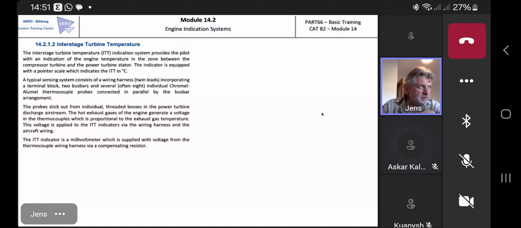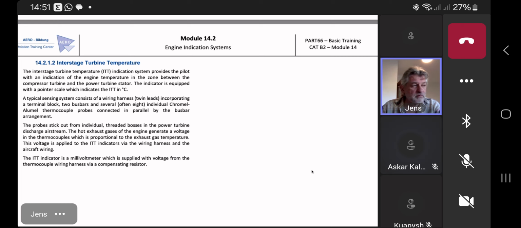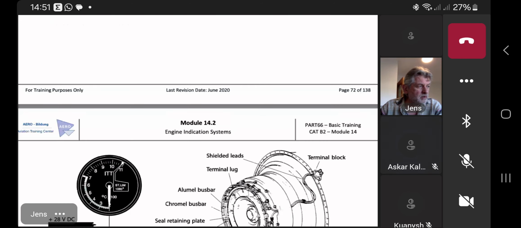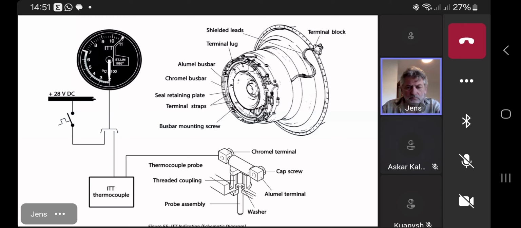So the ITT, there are engines, some engines also measure the interturbine temperature. This is mostly also for fixed shaft engines, for turboprops, as far as I can remember, but that should be it. So good.